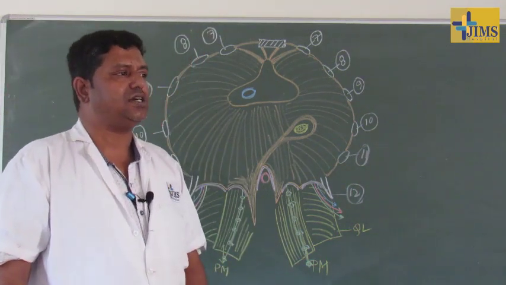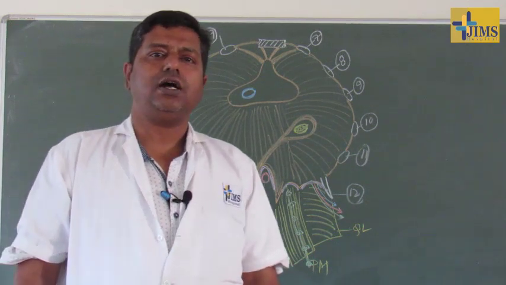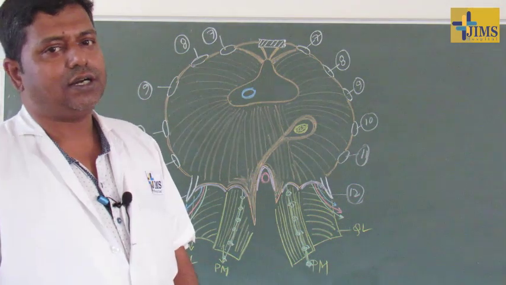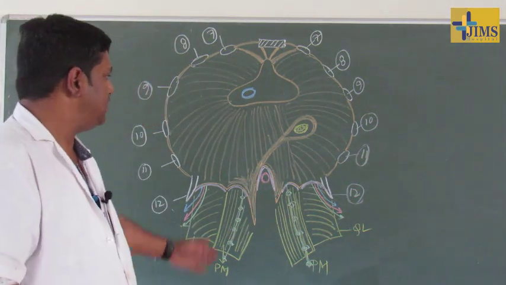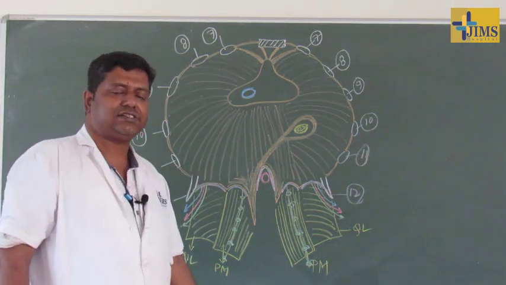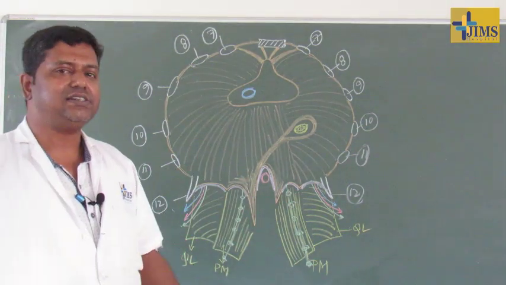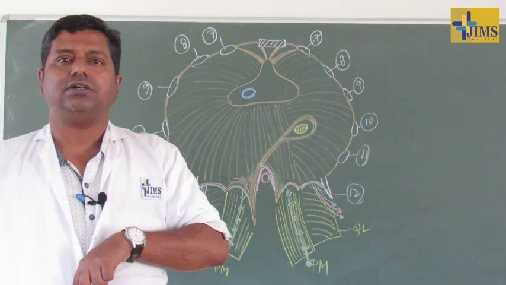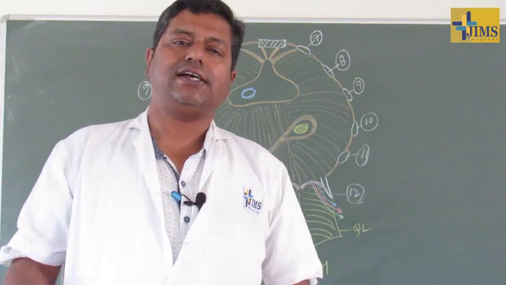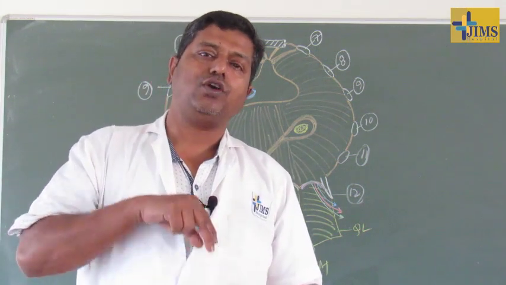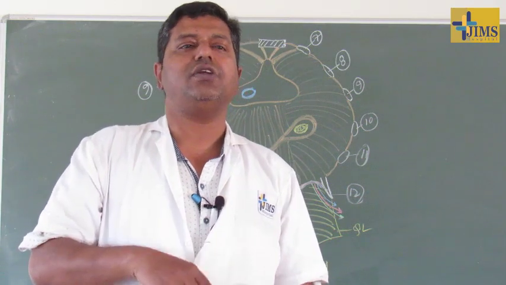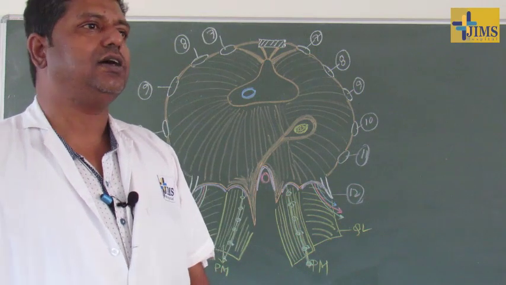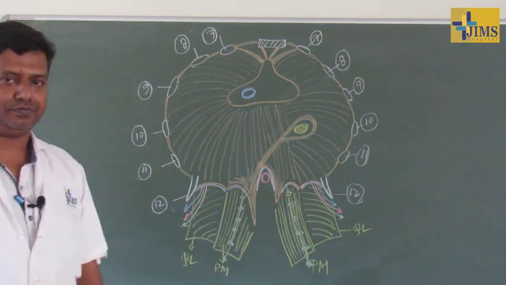Now, what are the structures passing through the aortic opening of the diaphragm? As the name of the opening suggests, it is the descending thoracic aorta. As soon as it passes through the aortic opening of the diaphragm and enters the abdomen, it will be known as the abdominal aorta. So, descending thoracic aorta, number 1.